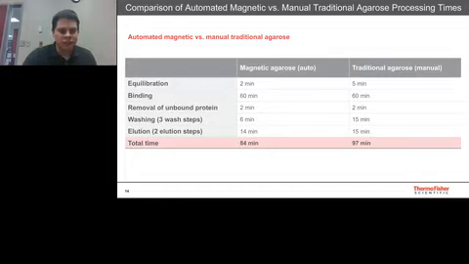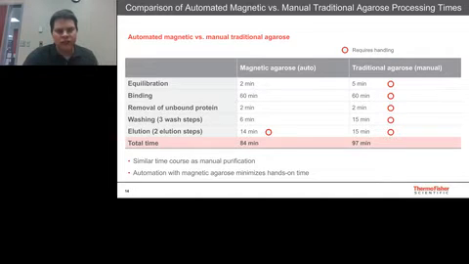Automation is essential as sample numbers and throughput increases. Automating magnetic agarose bead protein purification is a straightforward procedure using the Thermo Scientific KingFisher magnetic bead processor. You can see that time required for each affinity purification step is similar for automated magnetic agarose and manual agarose-based purifications. However, with the manual process using traditional agarose, you have a lot more handling steps, whereas automation allows the users to do other tasks while purification runs.